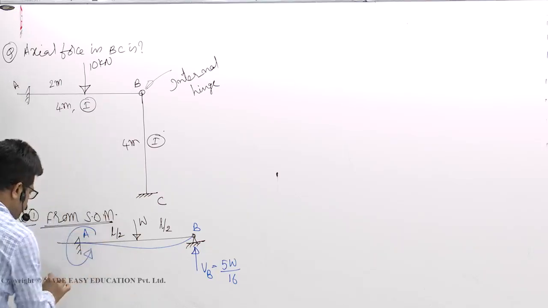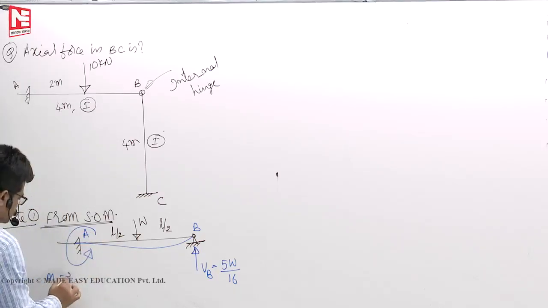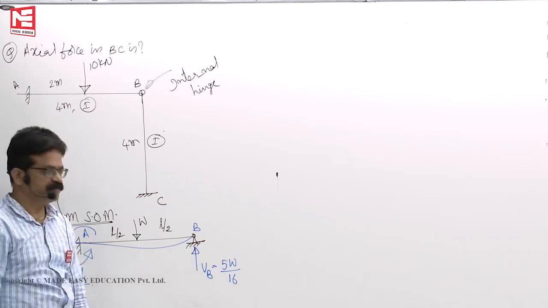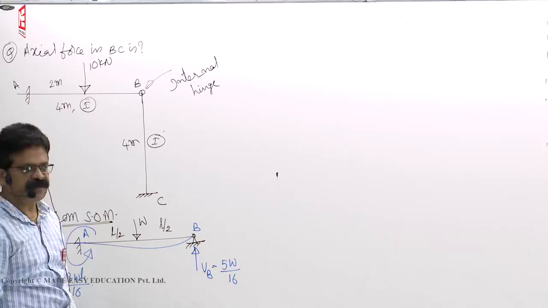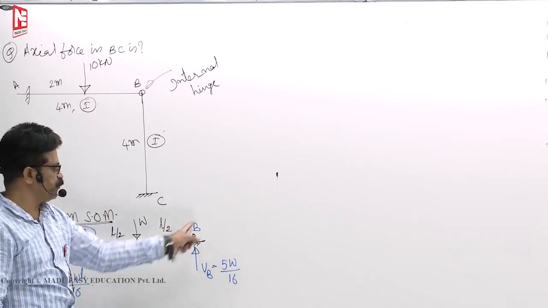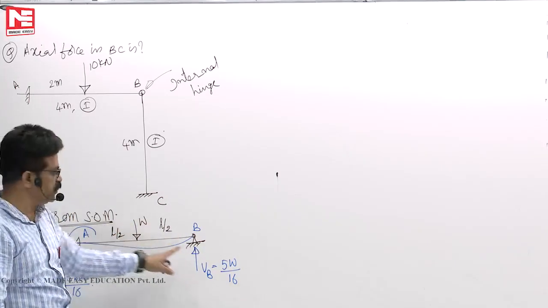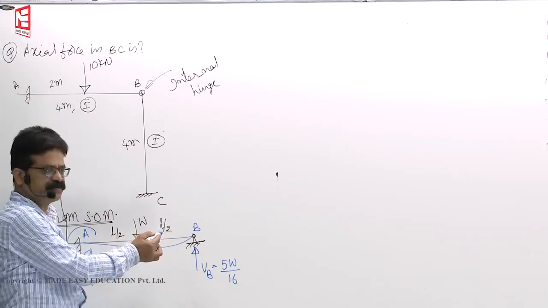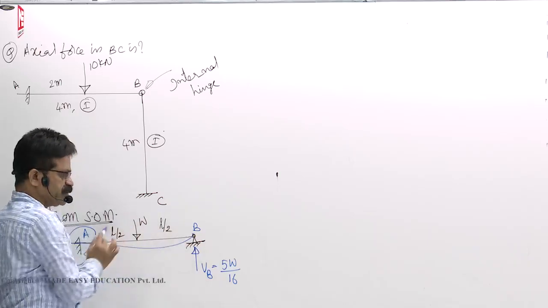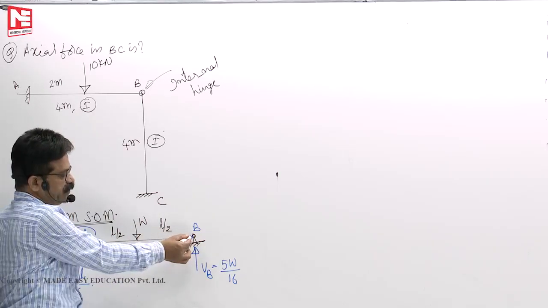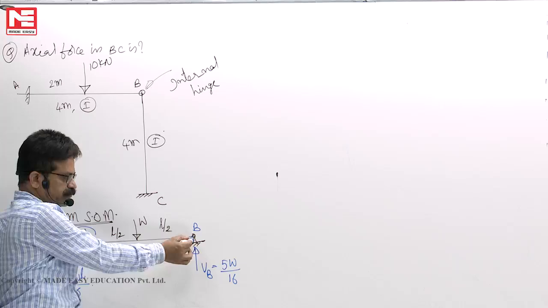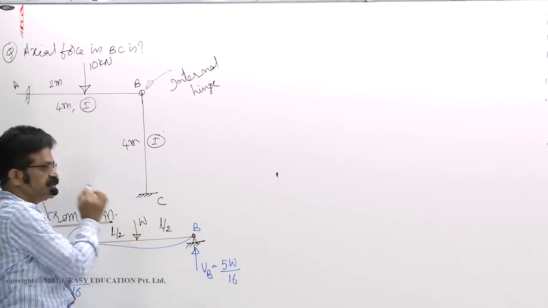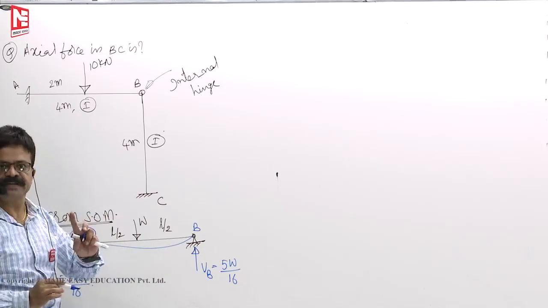This one, MA, 3WL by 16. Assume that you have remembered these values. For this profile subjected to central load, these are the values. Wherever you see this type of profile, moment should be 0, deflection here is 0, free to rotate, moment is 0. Fixed support, this is the profile, central point load, this is the fixed quantity.